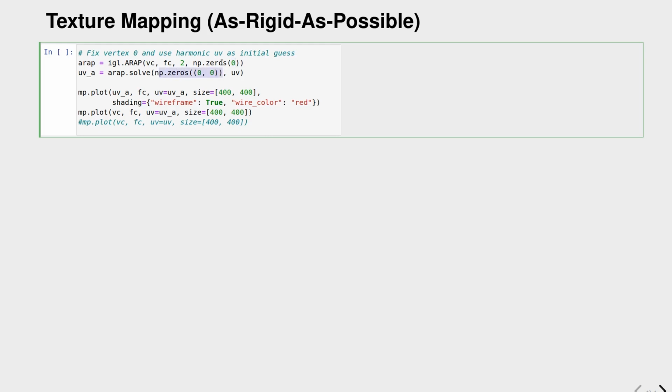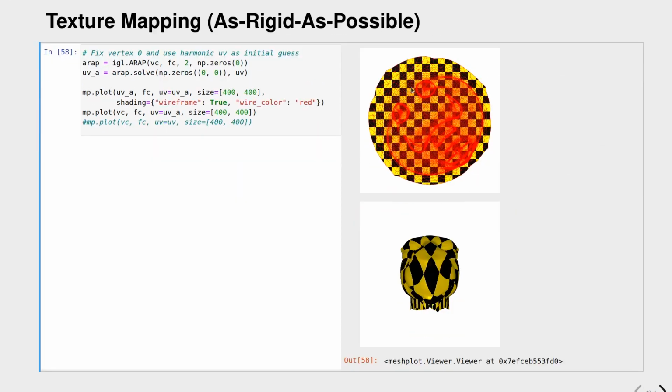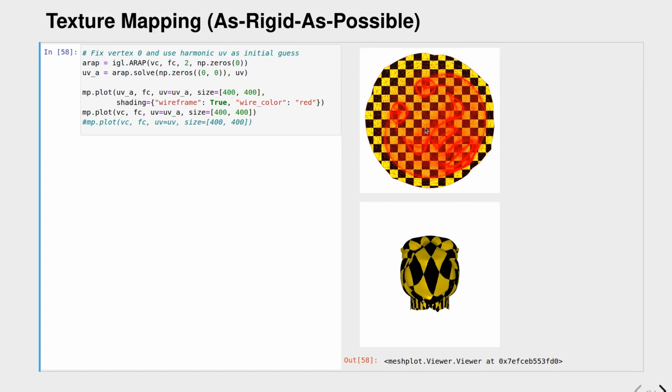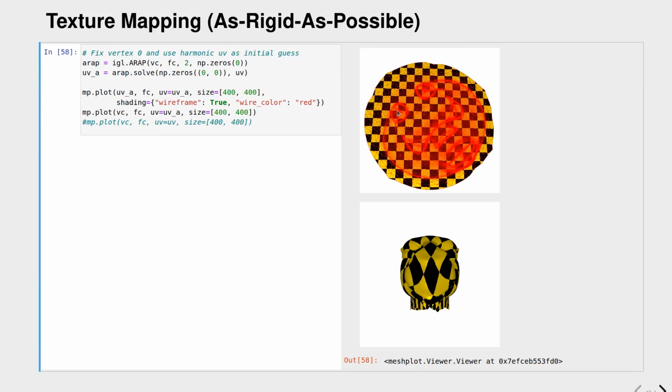In addition to this fixed boundary vertices, we also need to hand in an initial guess for all other vertices, and for this we just use the UV map that we calculated with harmonic parametrization. Again, we get back another UV map, which is the one we calculated in a way that it's as rigid as possible from our original mesh.